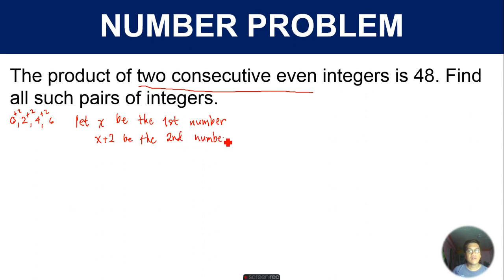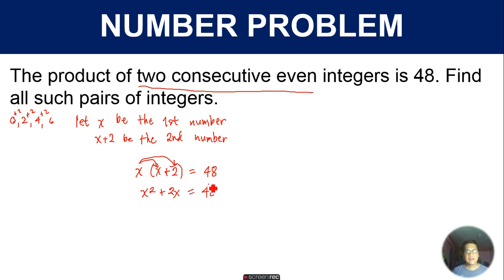Okay. So, just like what we did a while ago, we're going to again solve the equation. Because it's the product of two consecutive even integers, we're going to multiply them. So, this will be x times x plus 2 equal to 48. Okay, so let's multiply. x times x is x squared, and x times 2 is plus 2x, equal to 48.